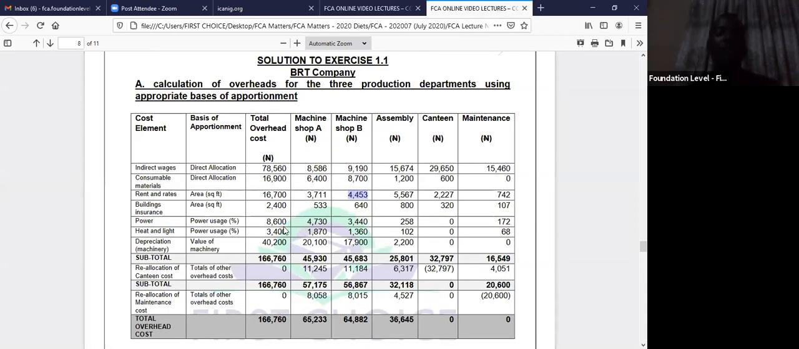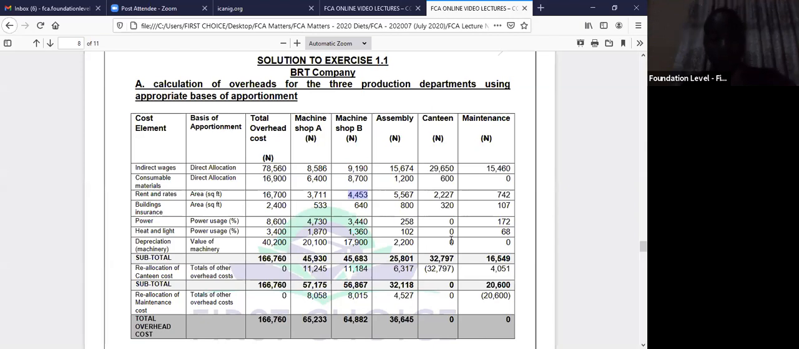The same thing you do for heat and lighting, use the power usage, then depreciation of machinery, you use your value of machine. Now that's how you use in getting all of these. Some of them have zero because in their basis of apportionment, they were zero. All right?